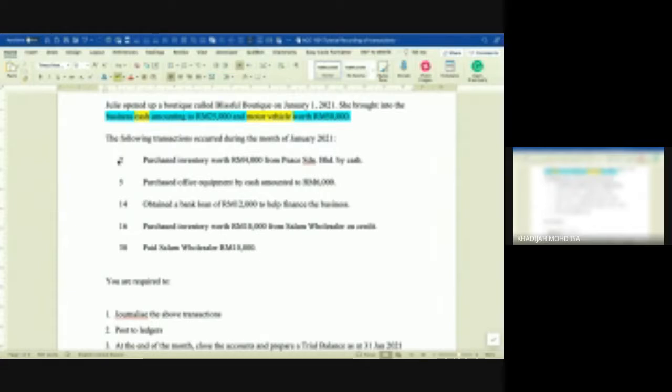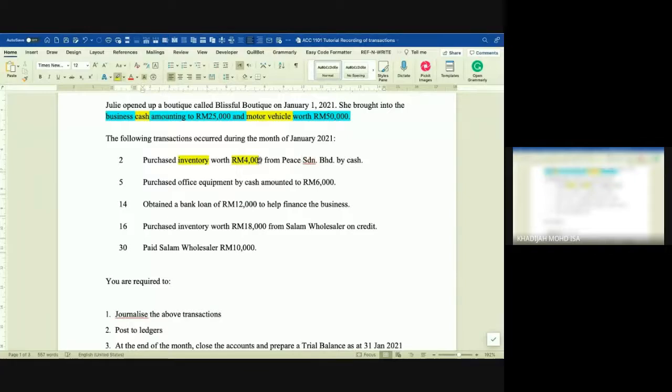On 2nd of January, so these are the dates. Purchase inventory. So you look at the item. Purchase inventory worth 4,000 from P Sdn Bhd by cash. So what is actually happening here? What is the business activity that takes place? You purchase inventory. How much? The value is 4,000. And who do you purchase that from? You purchase from P Sdn Bhd.